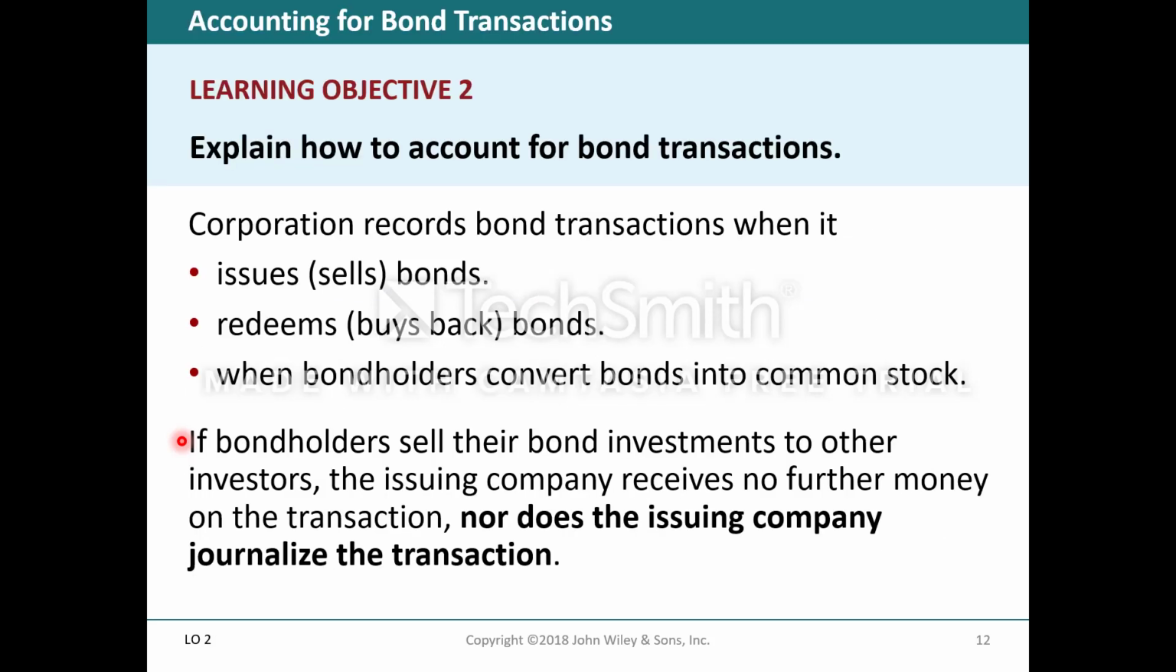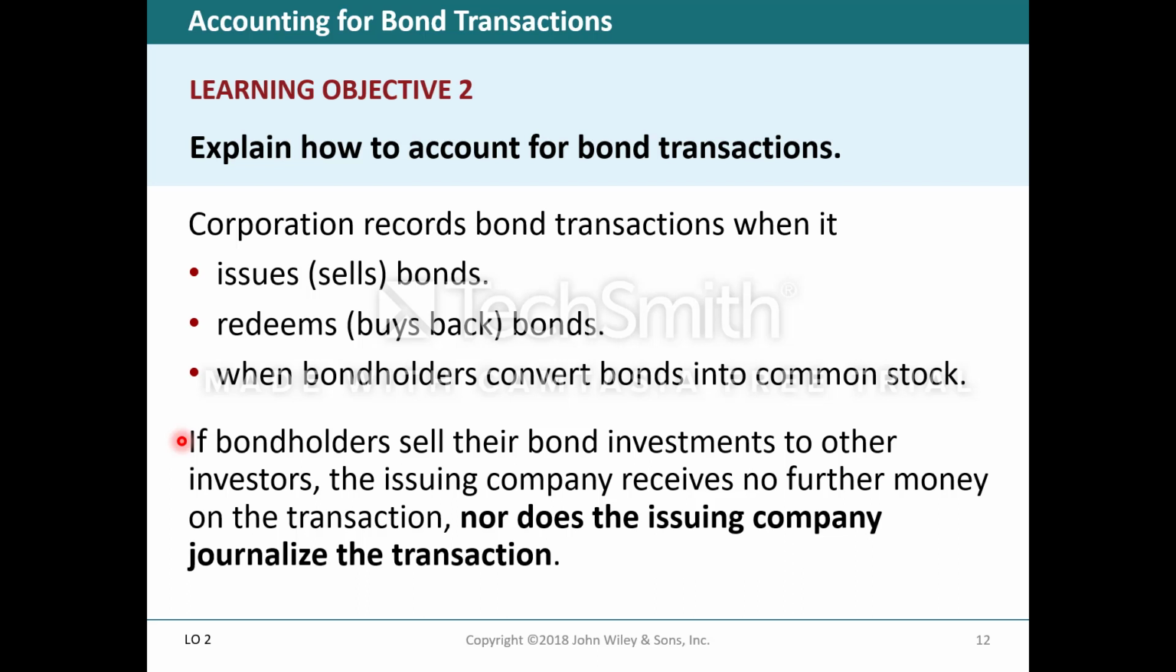So learning objective 2, explain how to account for bond transactions. A corporation records bond transactions when it issues, which is sells the bonds, redeems or buys back the bonds, and when bondholders convert bonds into common stock. If bondholders sell their bond investments to other investors, the issuing company receives no further money on the transaction, nor does the issuing company journalize the transaction.